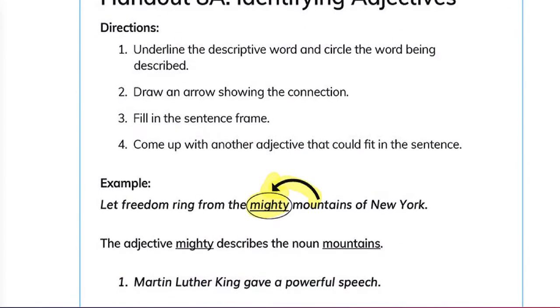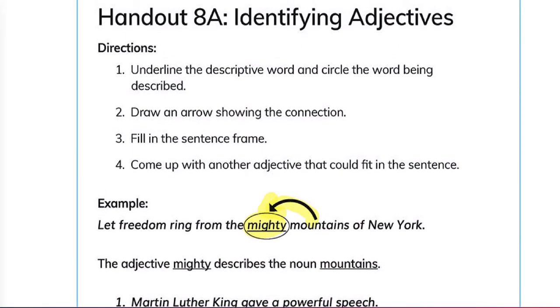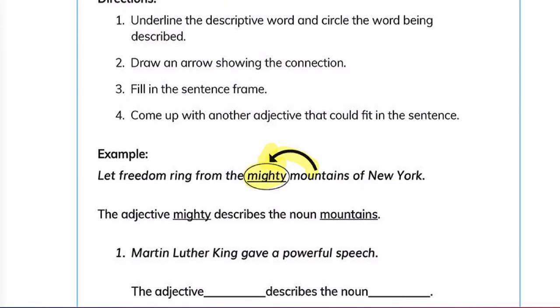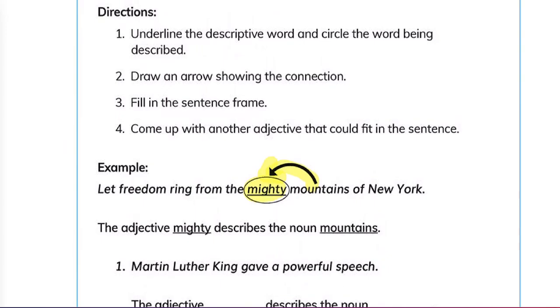Then we're going to fill in the sentence frame. The adjective mighty describes the noun mountains. Remember, a noun is a person, place, or thing. Then we're going to think of another adjective that we could use instead of the one that they give us. So that brings us back to the word synonym, which is a word that has the same meaning, but it's just a different word. So some words that mean the same thing as mighty might be huge, large, gigantic.